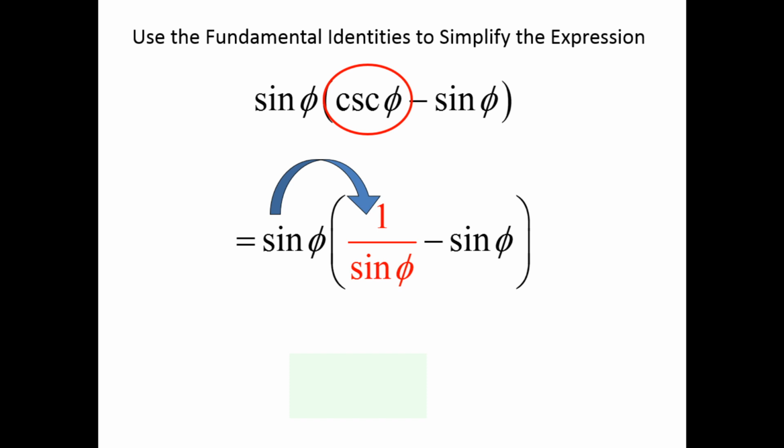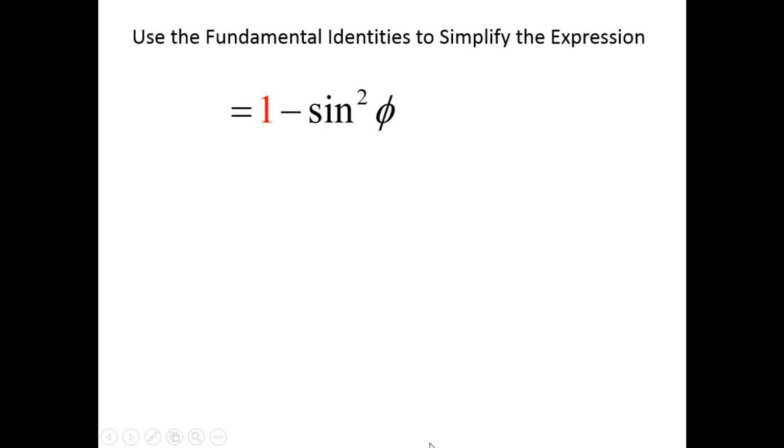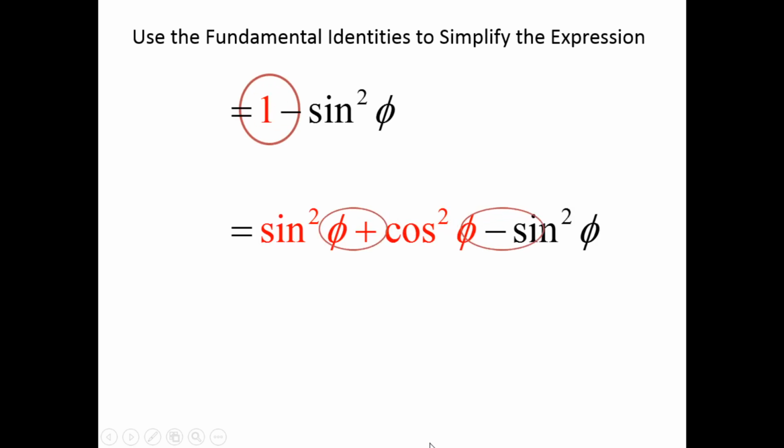And then we multiply it out, distribute. This one is 1, cross cancel out, so we got 1 remaining for the first term. And then for the second term, we have sine square of phi, using the Pythagorean identity. So we got sine square of phi cancel, and we are left with cosine square of phi.